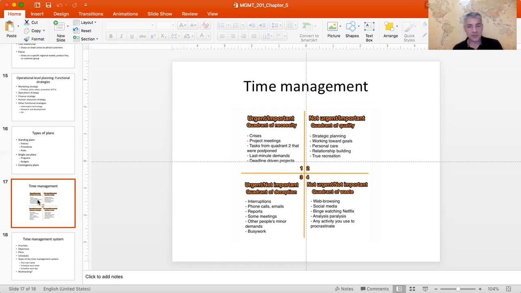And then finally, there are tasks that are neither urgent nor important. Things like web browsing, social media, Netflix, over analyzing certain things, right? You've heard about analysis paralysis, procrastination of any kind. So this is a quadrant of waste. This is the one that you definitely, definitely need to eliminate. So this one you try to eliminate at all cost.